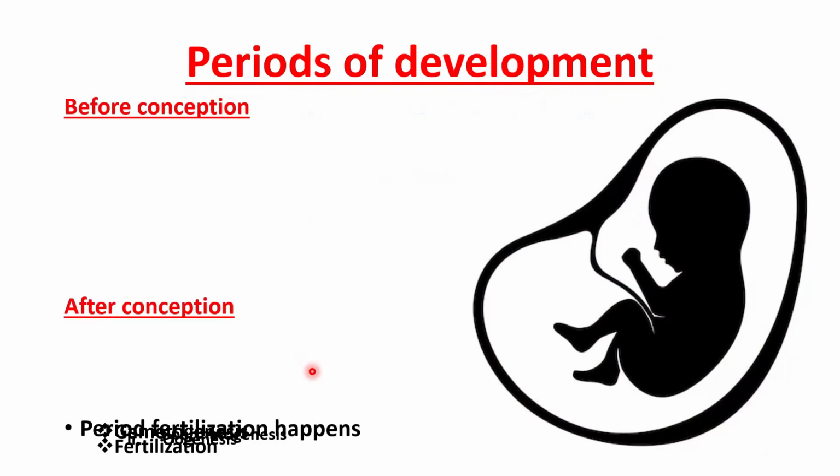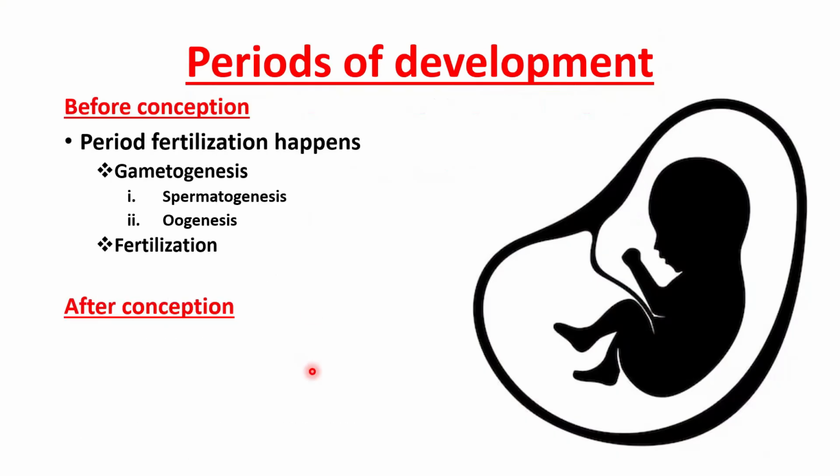Yeah, so there are periods of development. You'll divide it into two: before conception, conception being fertilization, and after conception. So you'll divide this period of embryology into two: before conception, before fertilization, and after conception, after fertilization.